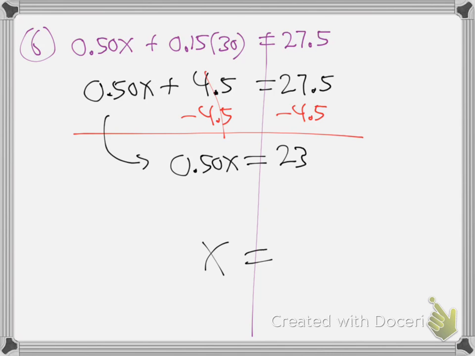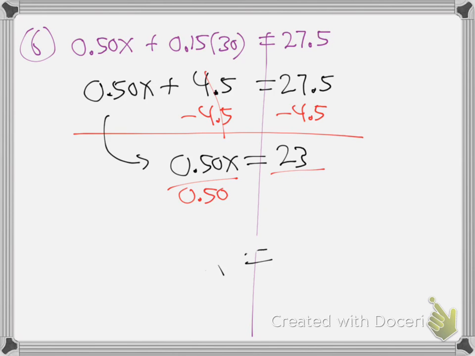And now, X is saying I want to be alone. So what's always the last step on every solving problem? Last step is always divide by exactly what's in front of X. Exactly. Same sign, same number, same everything. Exactly what's in front of X. 0.50.